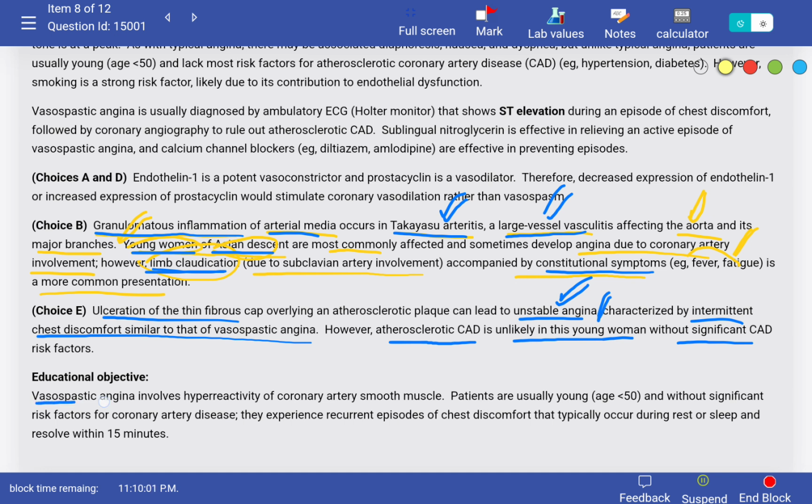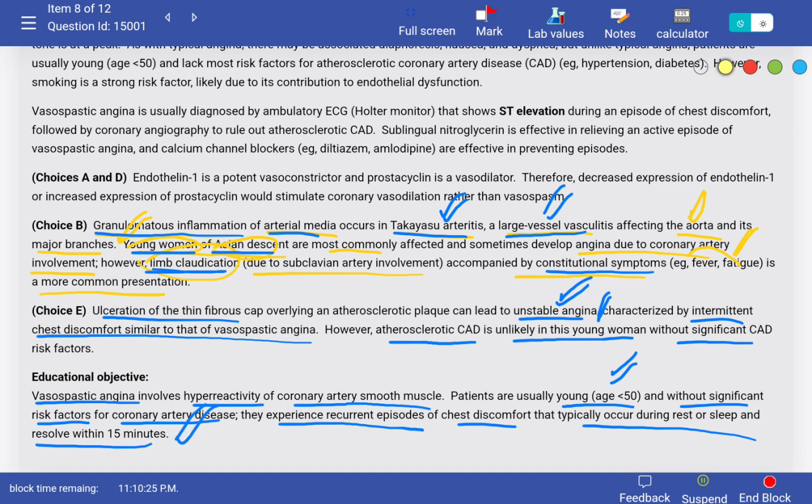So, vasospastic angina involves hyperactivity of coronary artery smooth muscle. Patients are usually less than 50, young, without significant risk factors for coronary artery disease. However, they experience recurrent episodes of chest discomfort, typically during rest or sleep, and resolve within 15 minutes. Point to be noted.